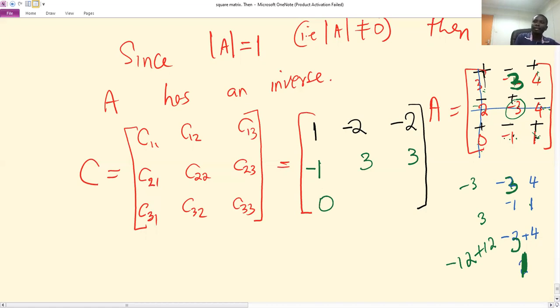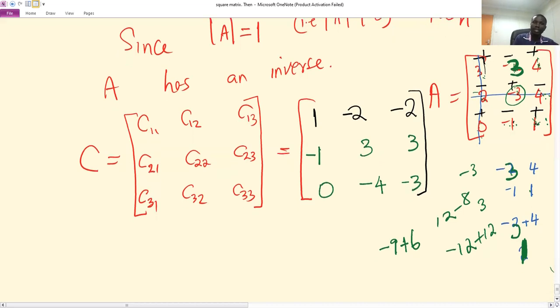And then here, delete this column and this row. So I'll have 3 times 4 is 12, and then 4 times 2 is 8. So 12 minus 8 is 4. But the sign here is minus, so I have minus 4. And here, delete this column, delete this row. 3 times minus 3 is minus 9, minus 2 times 3 is minus 6, minus plus. So this will give me minus 3 times plus 1 gives me minus 3.